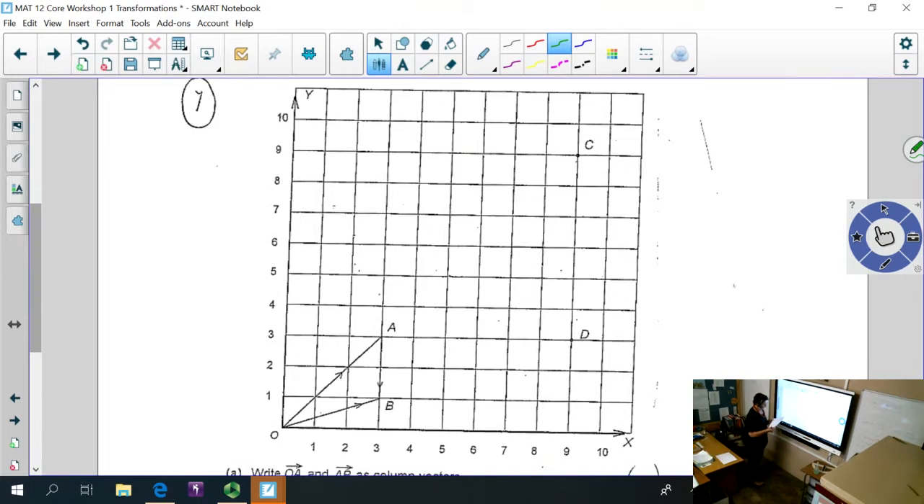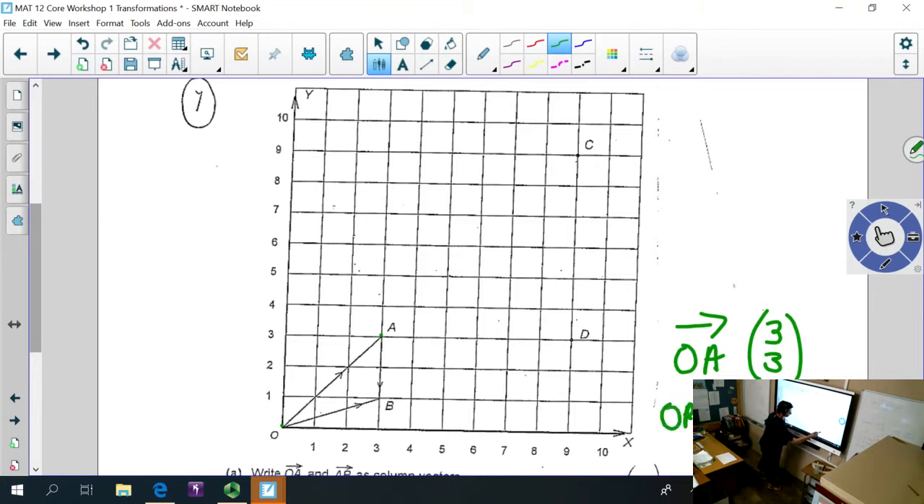Write OA and AB as column vectors. Now OA is from O to A. So from O to A, I went 3 to the right and 3 up. So OA is then (3, 3). OB is 3 to the right, 1 up. So OB is then (3, 1). And that's why they're positive.